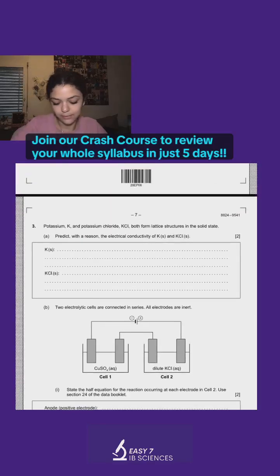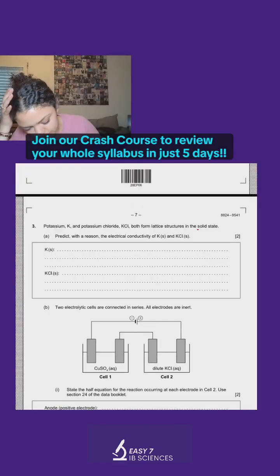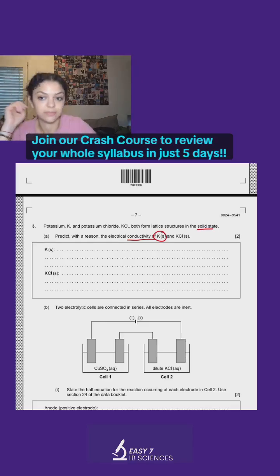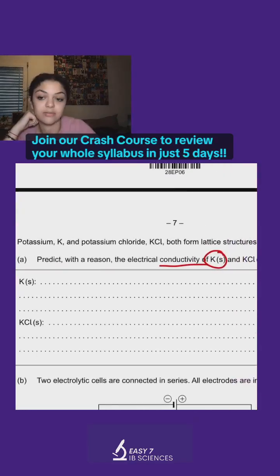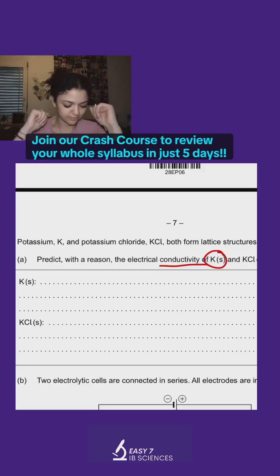Oh, okay, moving on. It says potassium and potassium chloride both form lattice structures in the solid state. Predict with reason the electroconductivity of K(s) and KCl(s). So is K(s) going to have electrical conductivity? What about the solid form of this? This is your worst enemy? Yeah, this was my worst enemy too in IB. This was horrendous.